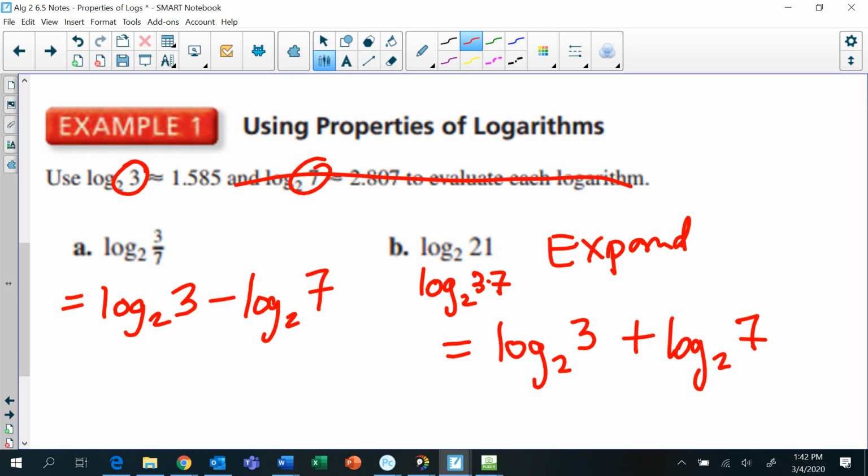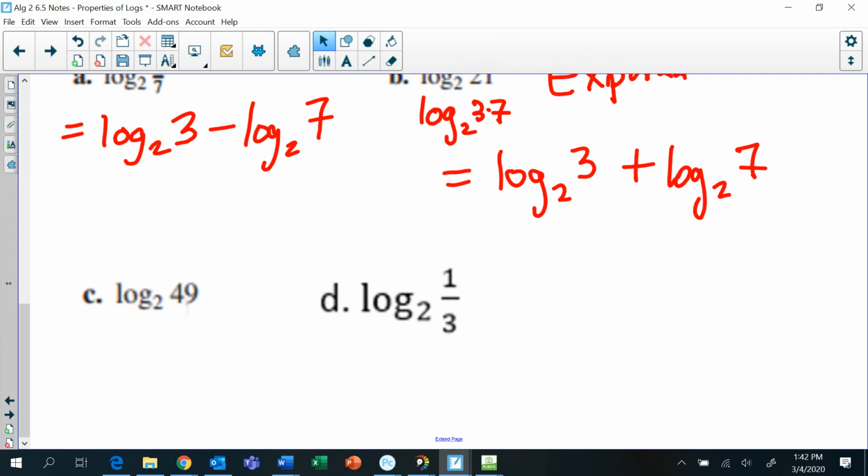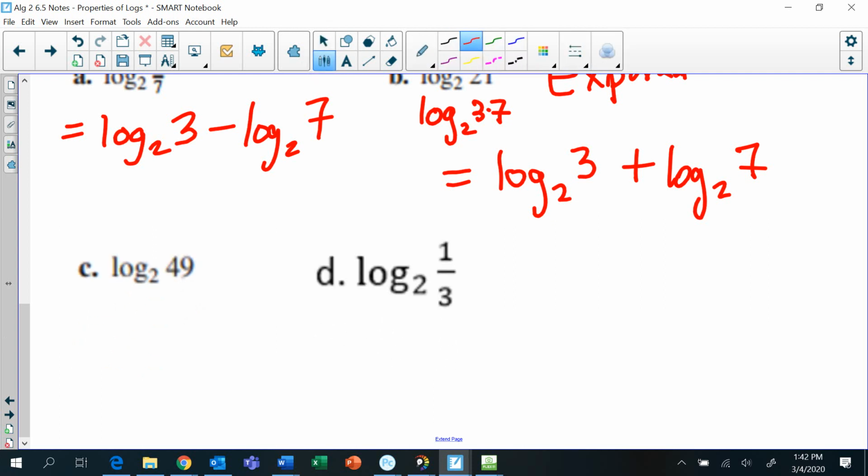Wait, how would you do C by using 7 or? C? Yeah. Is it just 2 7s? So how do I make 49 using either 3 or 7? Okay. I'm going to write it as log base 2 of 7 squared. You can write 7 times 7, I'm just not doing that. You can write it as log base 2 of 7 squared because I want to show you the power property.